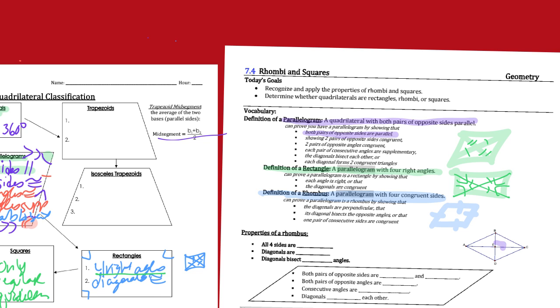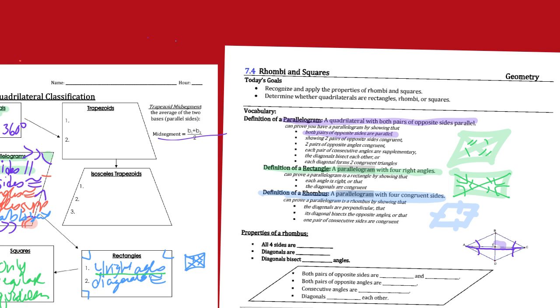When you look at the diagonals, they meet at a right angle. Also, you'll notice that each diagonal bisects the opposite angle. So if you draw this diagonal right here, it chops in half this angle on the right, it chops in half this angle on the left. So it forms two congruent angles on the left and right.